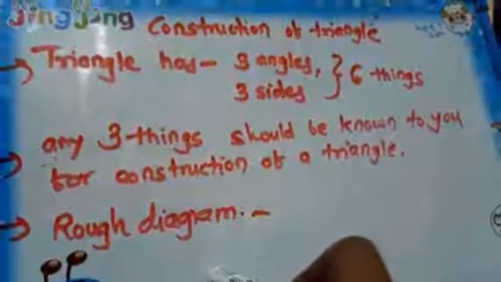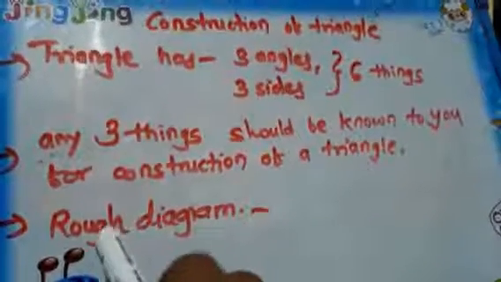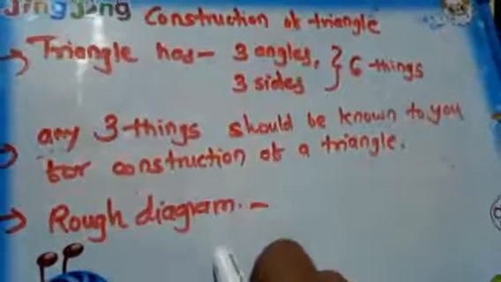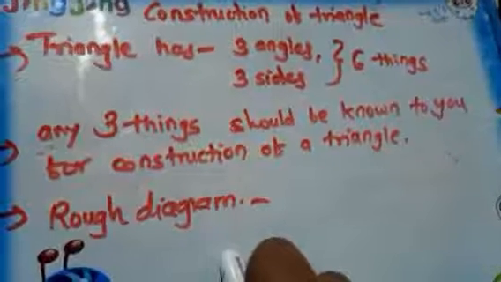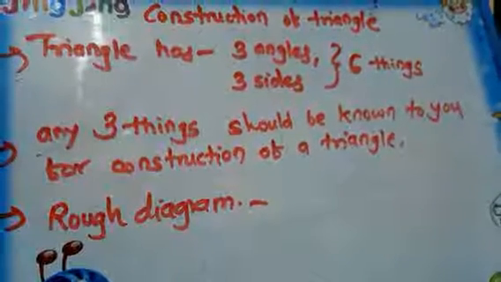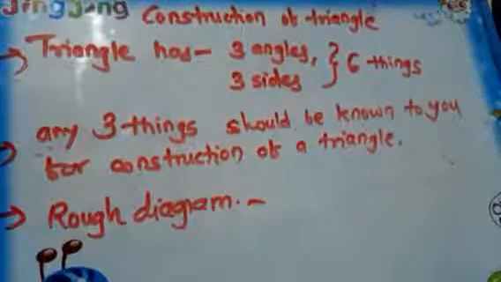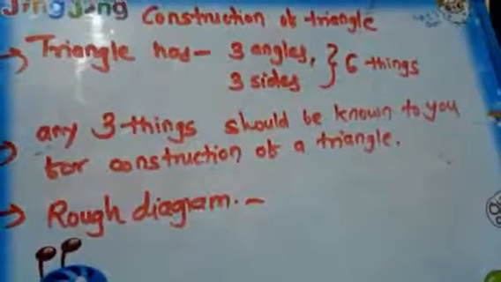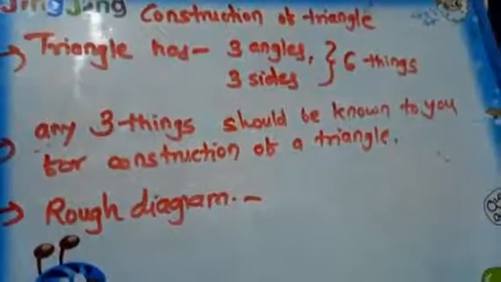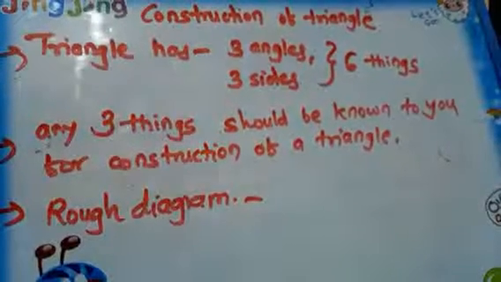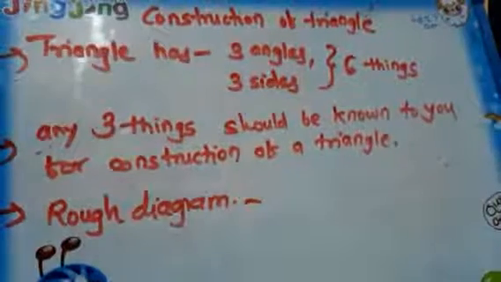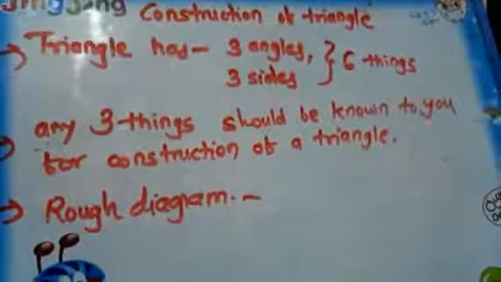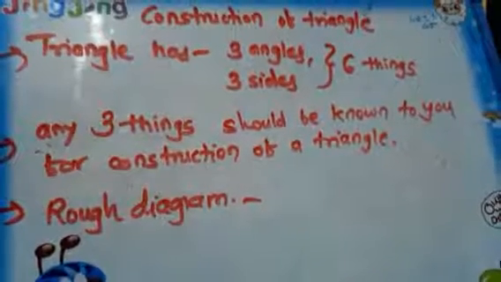Next is, before constructing the triangle, there is an important thing to do, and that is to draw a rough diagram. Because before constructing any building, the structure of the building is first drawn on paper. You might have seen a small model of such a building. It becomes easier to construct the building from the drawing. In a similar way, a rough sketch of a geometrical construction like a triangle makes it easier to draw the required figure. It helps to plan the sequence of steps in the construction.